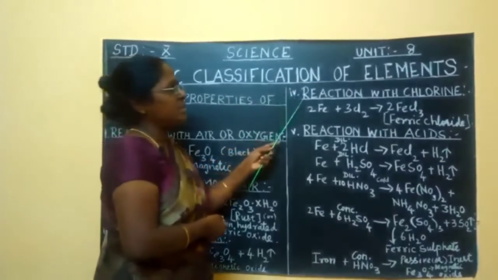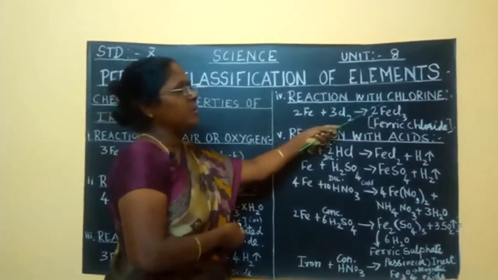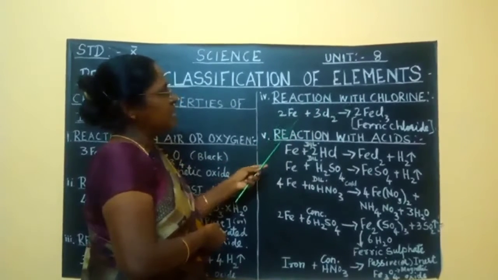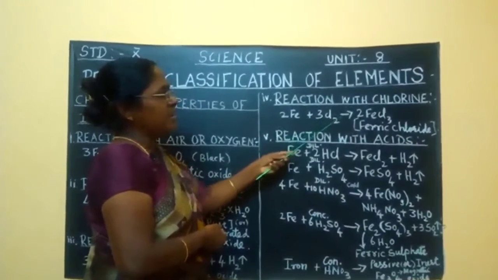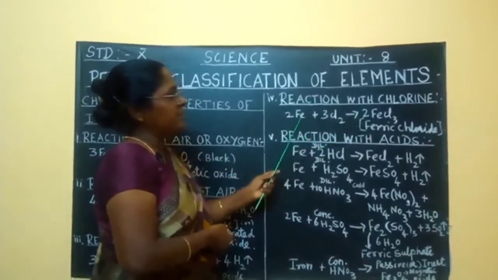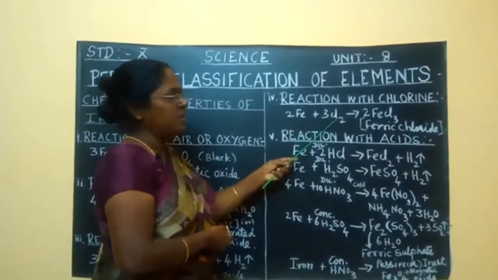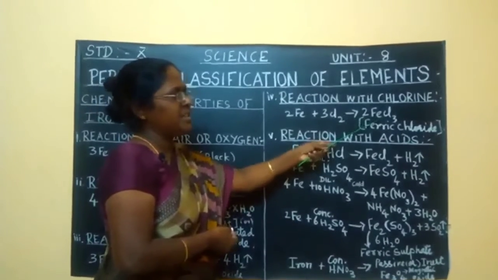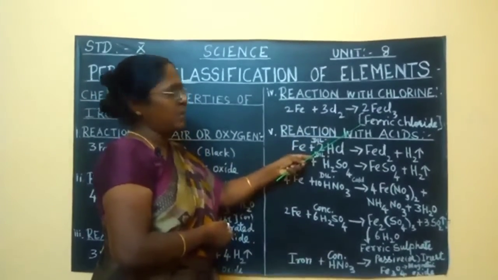The fourth one is reaction with chlorine. Here chlorine is a halogen. So iron is reacting with chlorine. It produces ferric chloride. So Fe plus Cl2 gives FeCl3. FeCl3 means ferric chloride.